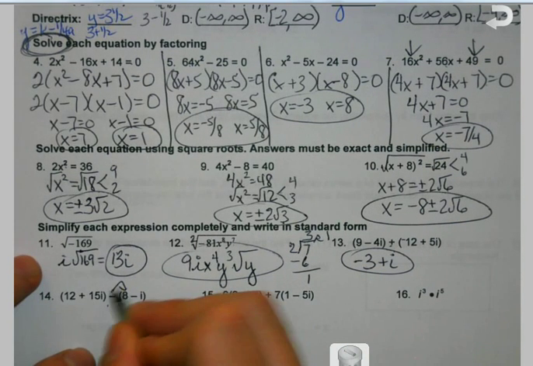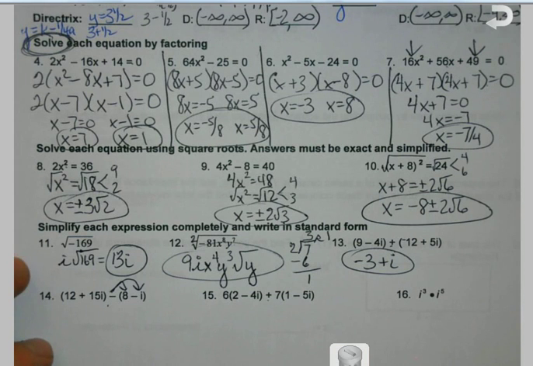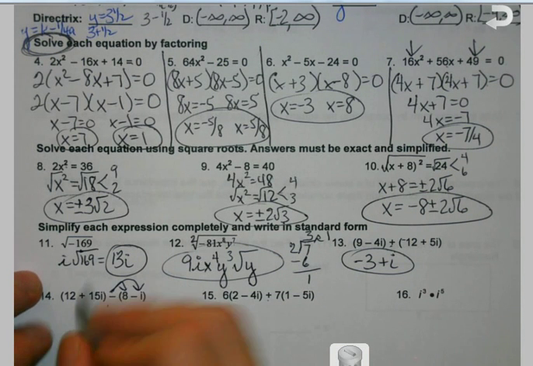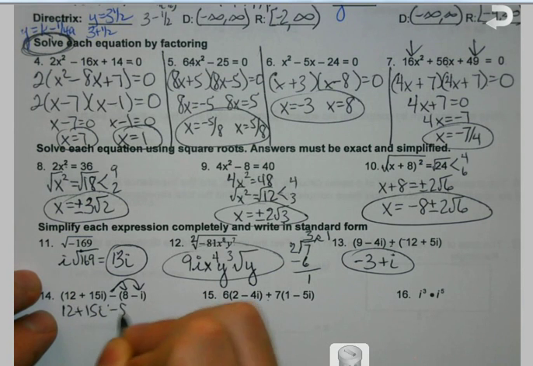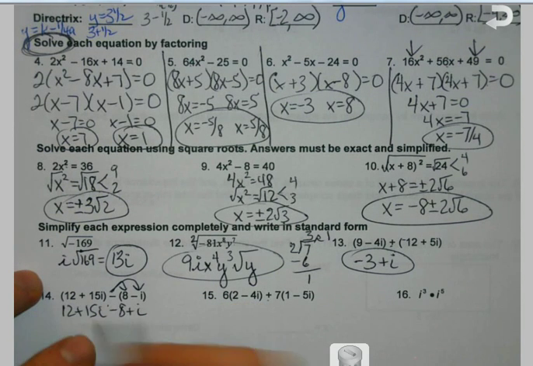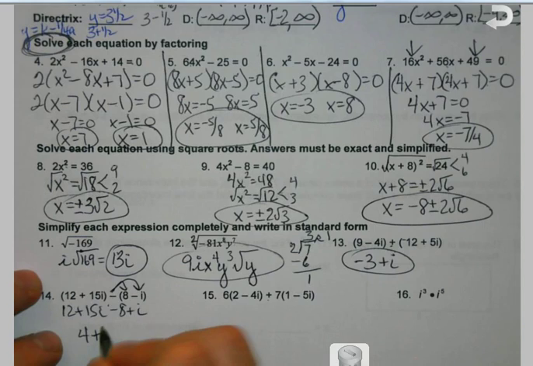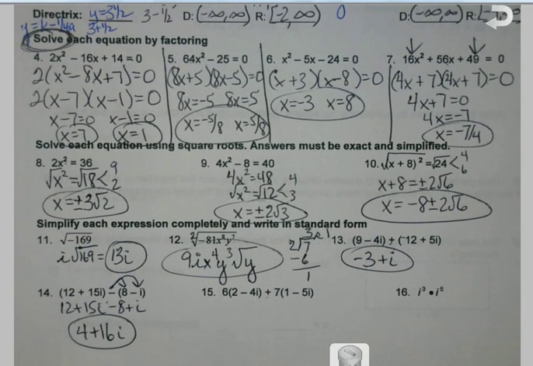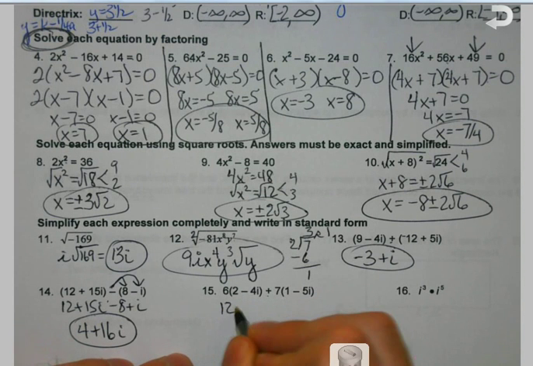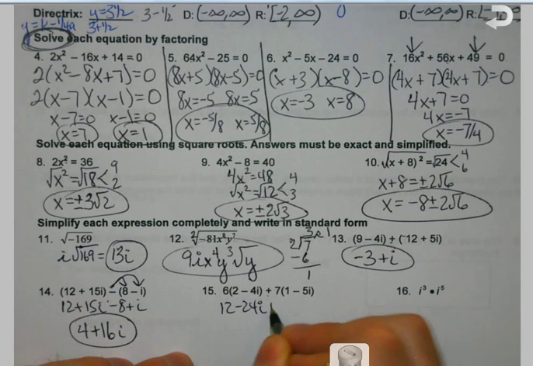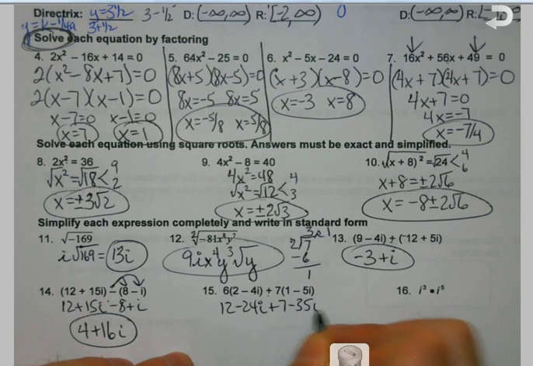With your negatives, watch your signs. Lots of you on the last quiz just got sloppy because you got going so fast with your signs here. If it takes you that extra 10 seconds to actually write it down so you can visually see what's going on, do that. Don't need to be in a big rush. Here, distribute. You don't get bonus points for getting the right answer without showing me anything.